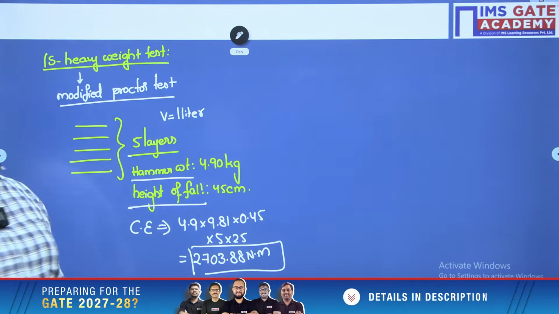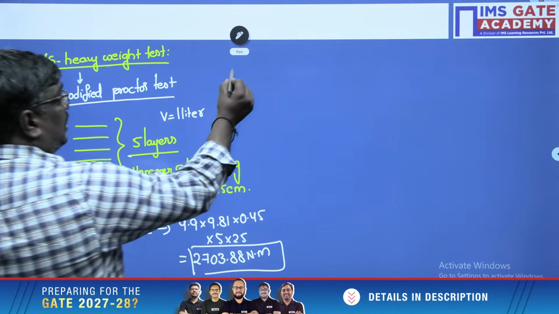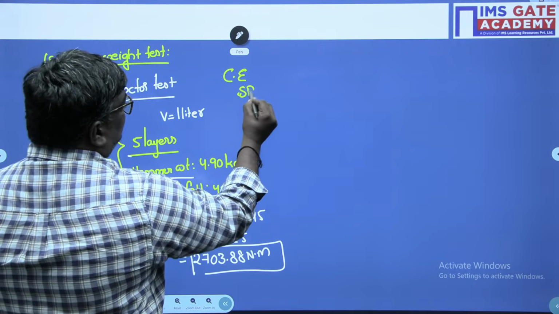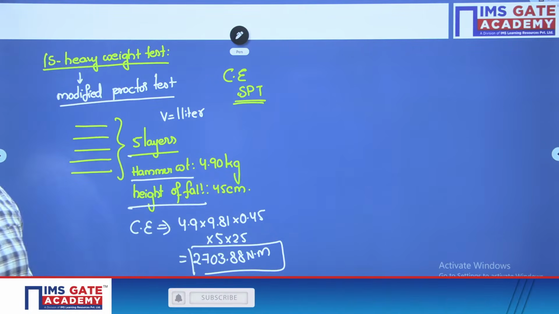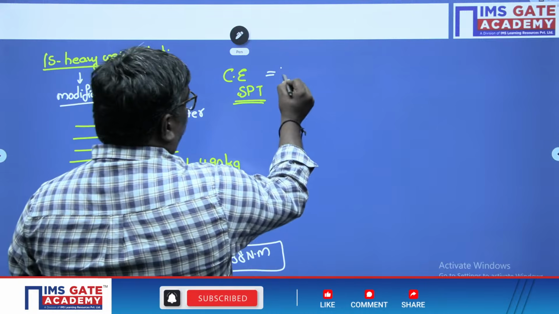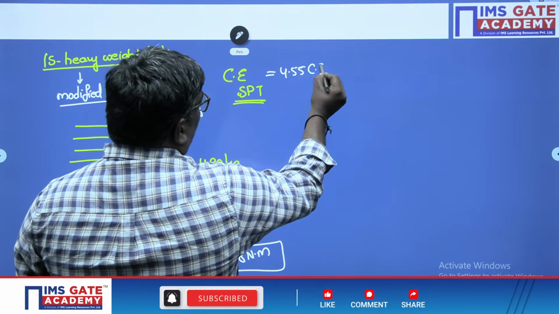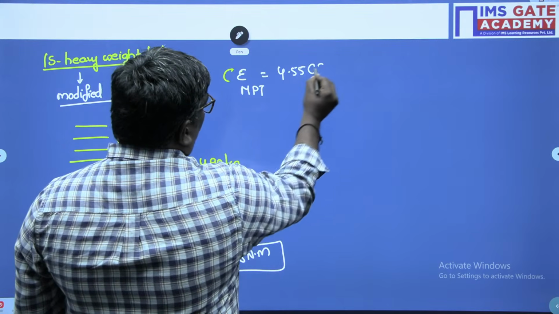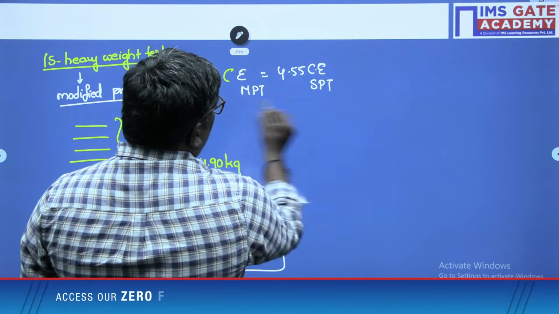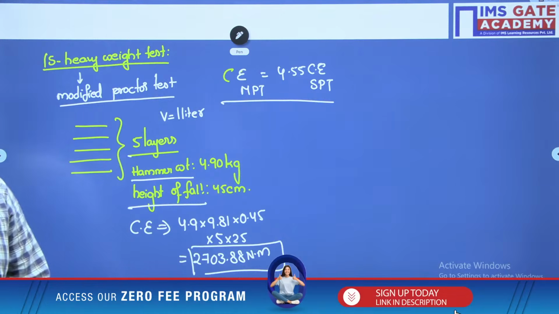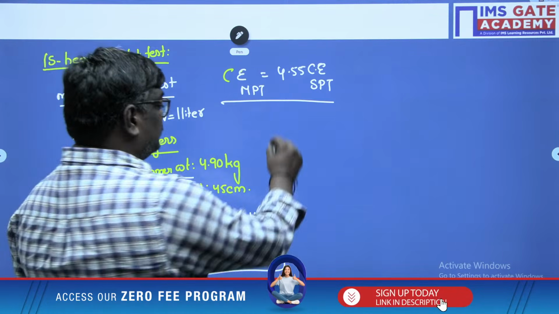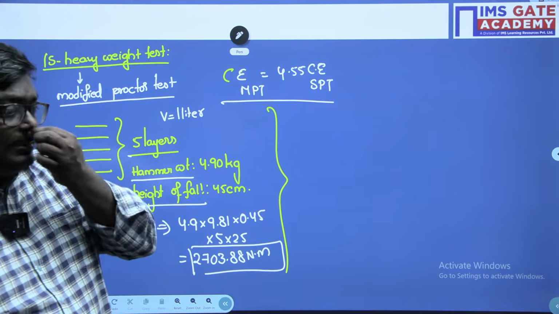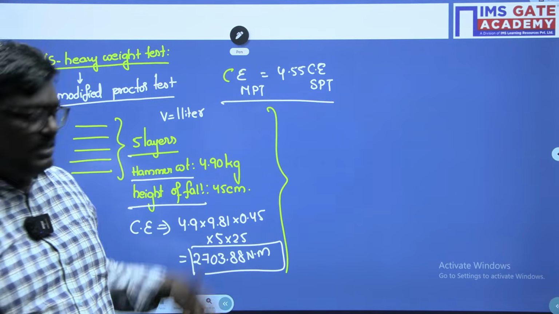Now the question they can ask you here is the comparative effectiveness of the modified Proctor test. Don't confuse it with the standard penetration test. Comparative effectiveness of modified Proctor test is 4.55 times the comparative effectiveness of standard Proctor test. You should remember this, students. In the present days in the field, everyone is using the Indian standard heavy compaction test, that is, the modified Proctor.